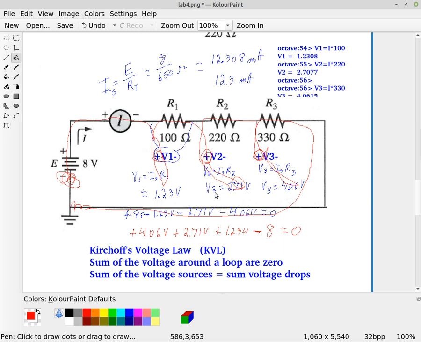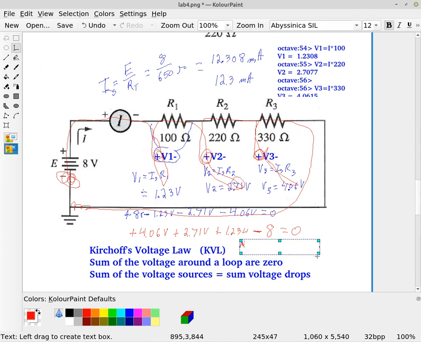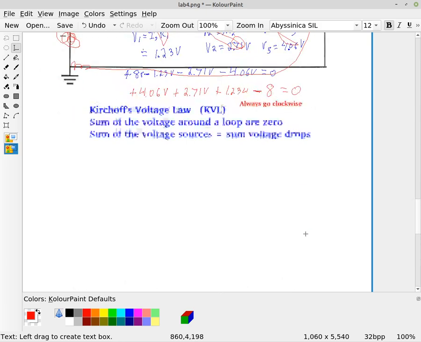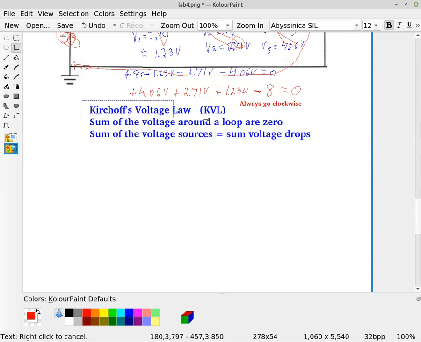All right, however, I just recommend for everybody to always go clockwise. So when you do this, just always go clockwise, just be consistent. You can go counterclockwise, as I did in red just there, but just always go the same direction, and that's just good practice. All right. But anyhow, this really is basically showing Kirchhoff's voltage law.